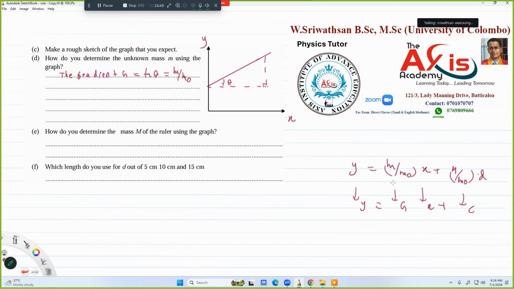So the gradient is small m over M naught, right? How can you determine the unknown mass? We have to make small m the subject. So m equals G into M naught, right?